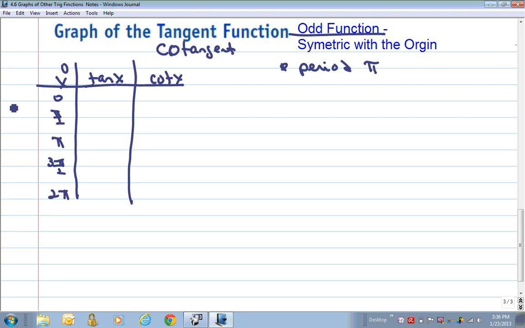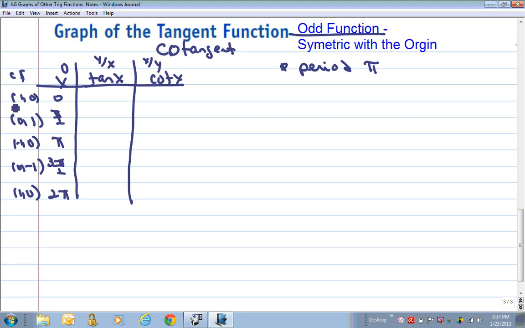One thing I'm going to do is out to the side, I'm going to remind myself what my cosine and my sine values were, my ordered pairs. At 0, it was 1, 0. That's going to help me determine the other. At pi over 2, it was 0, 1. At pi, it was negative 1, 0. At 3 pi over 2, it was 0, negative 1. And at 2 pi, we're, of course, back to 1, 0. That helps me because we know tan is y over x, and cotan is x over y. And so all our x and y values are right there to help us out.